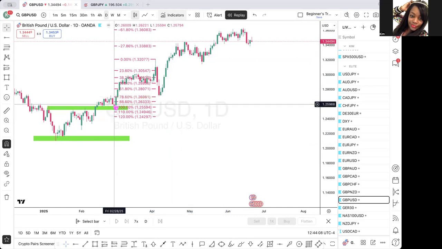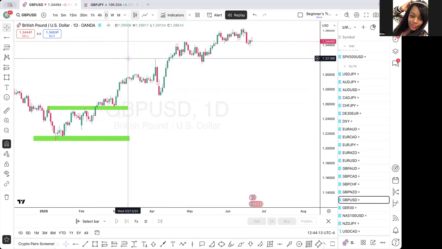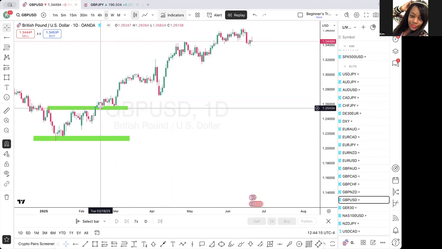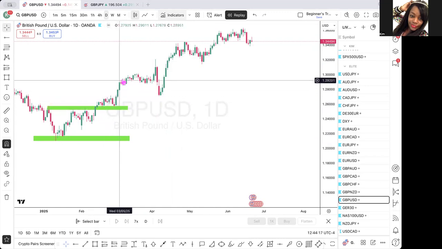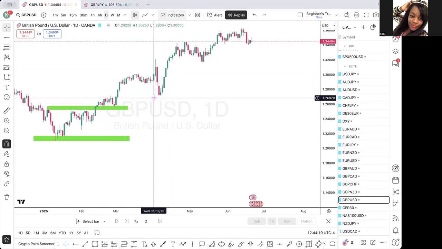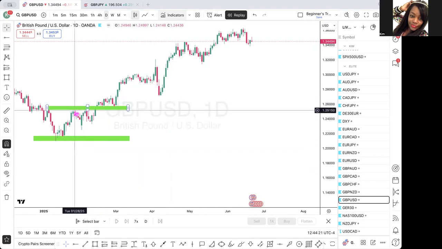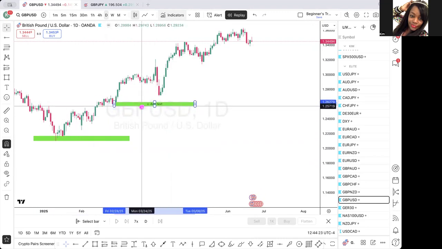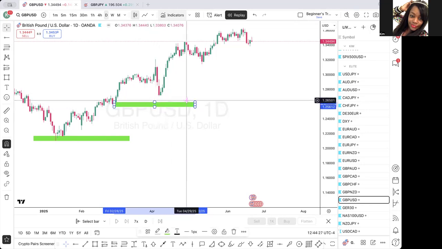So when price broke here, you could have looked for the 78. I would have looked for this demand zone. It didn't come back, right?